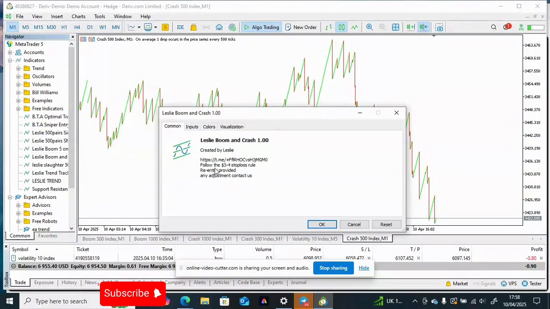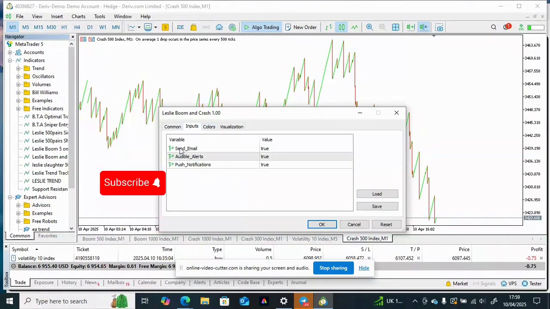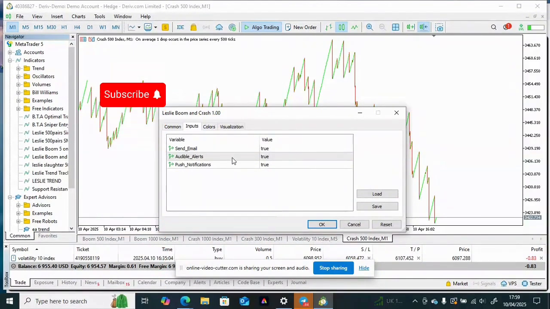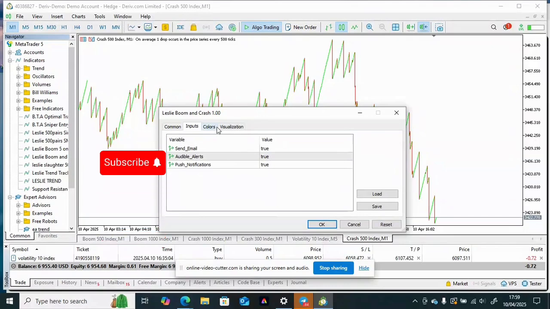So this one, as you can see, when you open it like right now, it just tells you it was created by Leslie. This is my Telegram channel. These are some of the things that I can advise people to do. On the inputs, when you put it on your PC, if you want to send notifications to your mobile MT5, you can link it. It gives you that option.